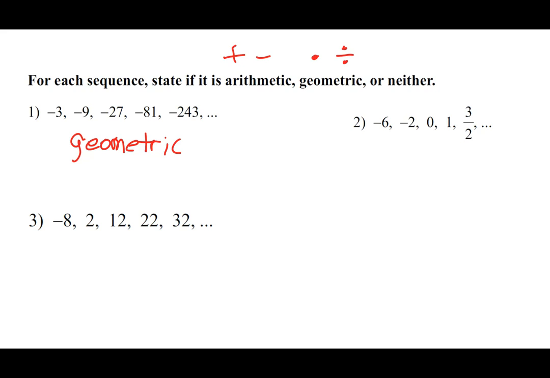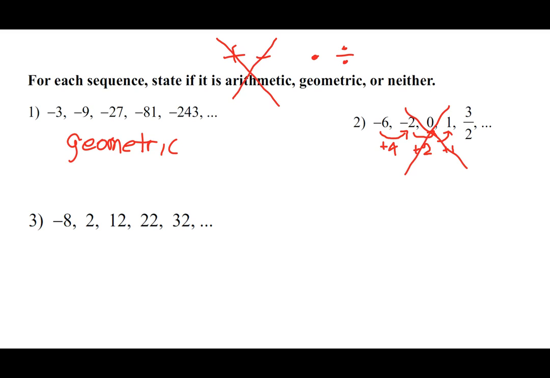Okay, and number 2, you try arithmetic first. So -6 plus what? Plus 4. Does it work for the next one? Nope, it's not the same number. You're adding, but it's a different number each time. So it's not arithmetic. So you try geometric.